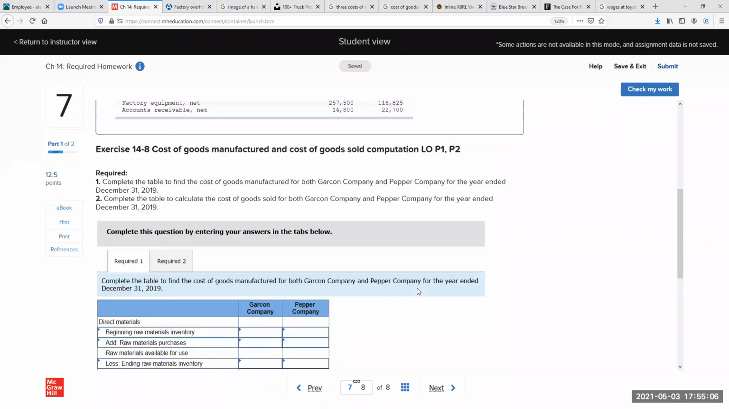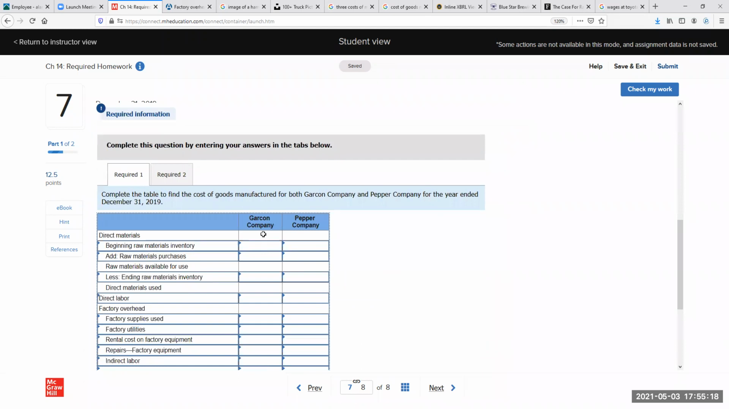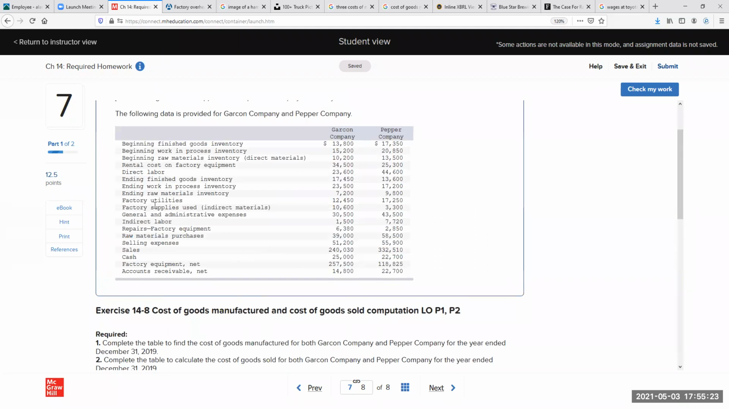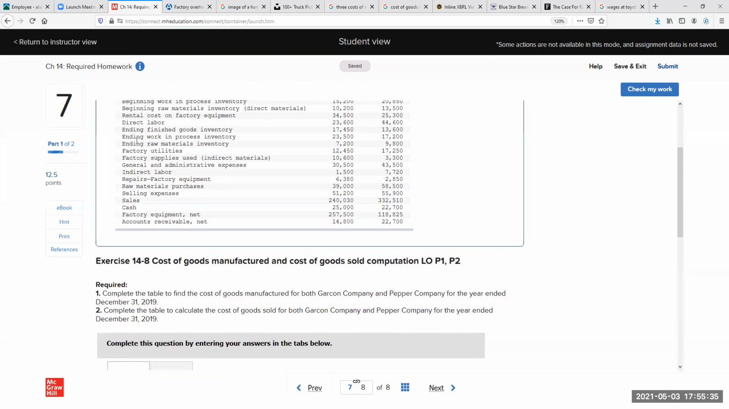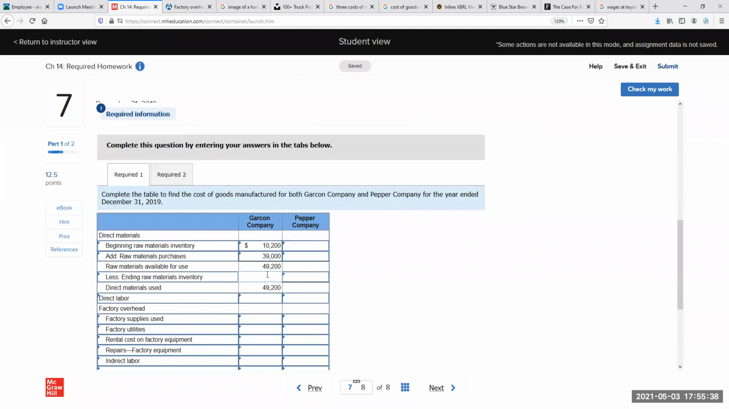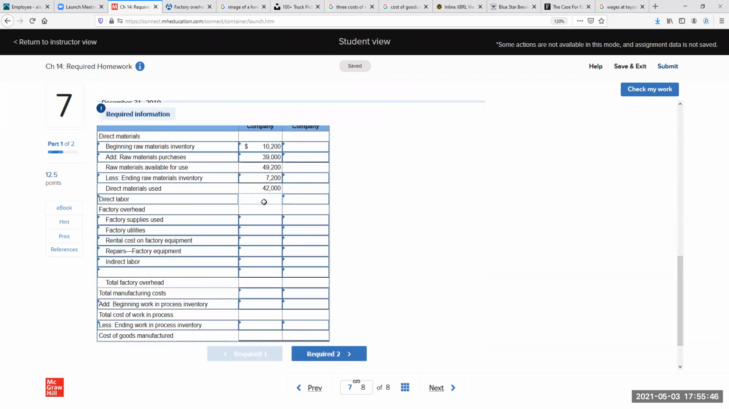So you're going to have to go and find these things. What's your beginning inventory? Beginning raw materials inventory, 10,200. Well, how much did you buy? Raw materials purchased, 39,000. So now you've got 49 available. What do you have left? Ending raw materials is 7,200. Let's see if it subtracts it. It did, 42. And now our direct labor, it just gave us the direct labor, 23,600.